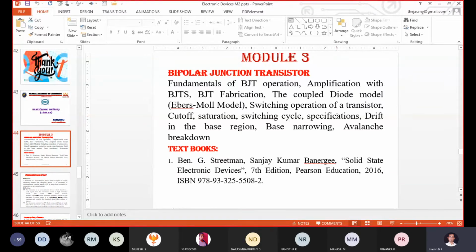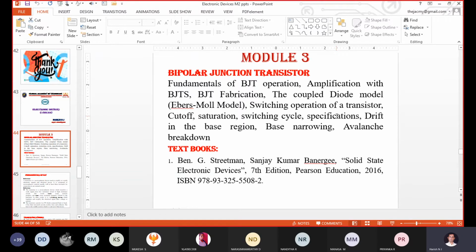This is about the information you gathered in the first semester in the basic electronics subject on the BJT concept. The same thing we have to revise once again here. Then we will move to amplification with BJTs. This discussion we are going to do along with some mathematical equations, not derivations, some 4 to 5 mathematical equations.